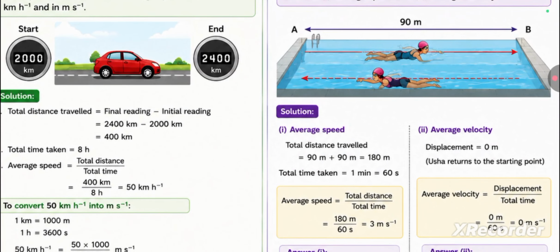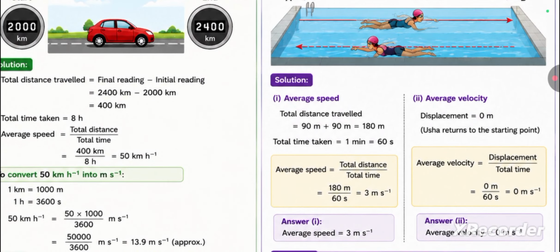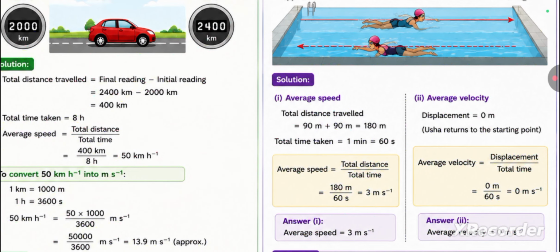Now her average speed is equal to total distance by total time. So the distance is 180 meters and the total time is 60 seconds. Then you divide both values and you get 3 meters per second. So Usha's average speed is 3 meters per second. That means she travels 3 meters in 1 second.